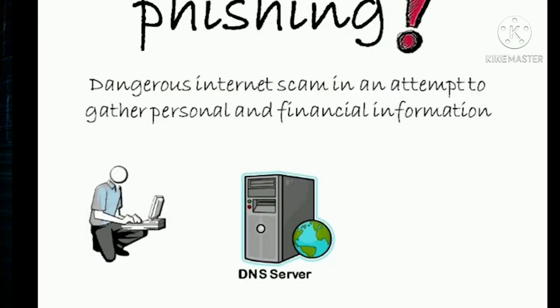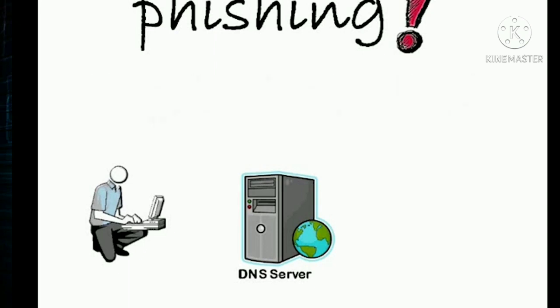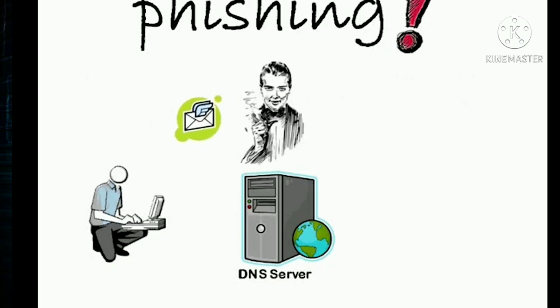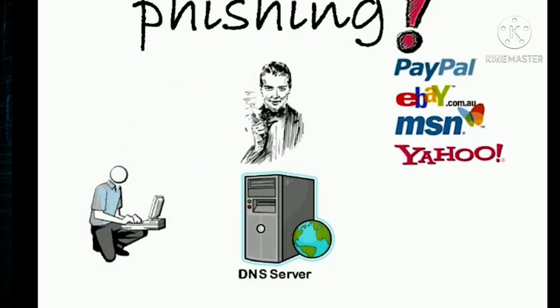Phishing is a dangerous internet scam in an attempt to gather personal and financial information from an unsuspecting person. How phishing works: typically, attackers would bait bank customers by sending a genuine-looking email message supposedly from a well-known and trustworthy website. Example websites include PayPal, eBay, MSN, Yahoo, and many more.